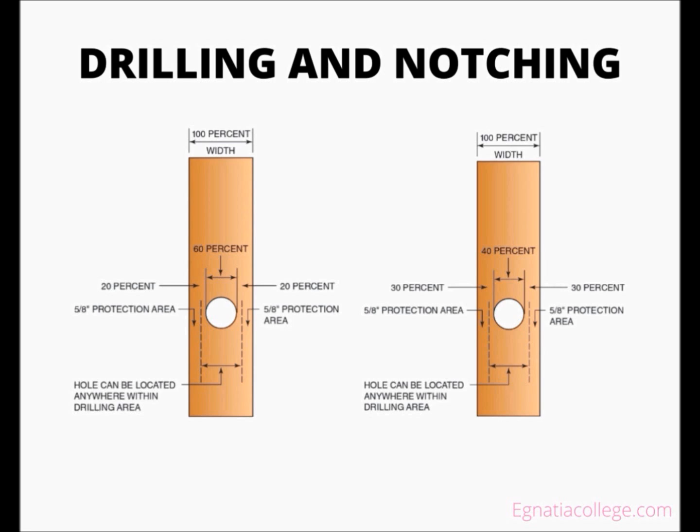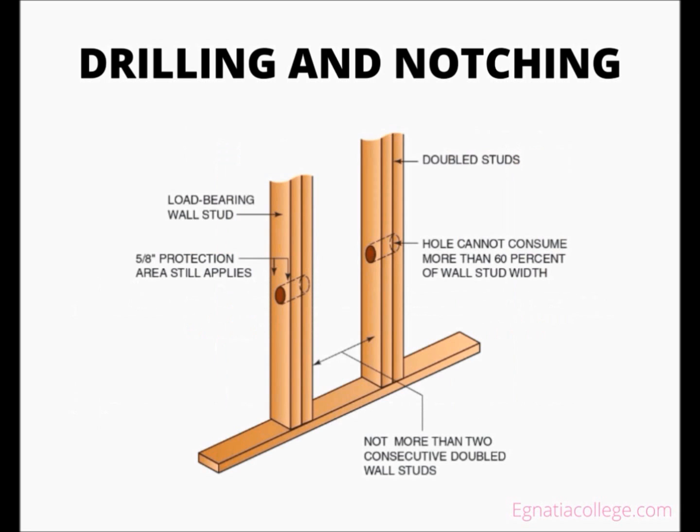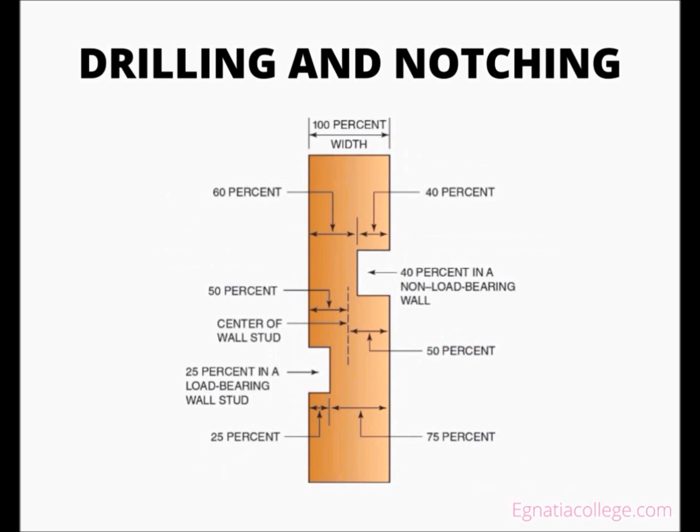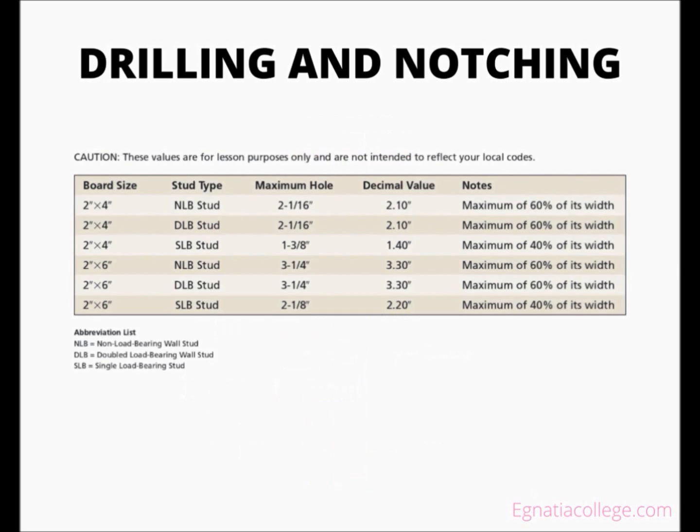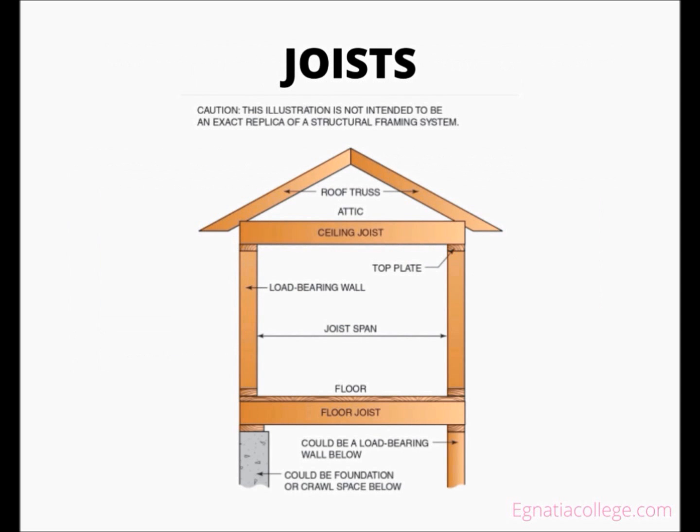Other codes allow a load-bearing stud to be drilled 60% if the stud is double, but not more than 2 consecutive doubled studs can be drilled. Still other codes state that a maximum of 25% of a load-bearing stud and 40% of a non-load-bearing stud can be notched. The table explains load-bearing and non-load-bearing 2x4 and 2x6 wall studs and the maximum allowable hole sizes. Joists. A joist is a horizontal structural support classified as either a floor joist or a ceiling joist.